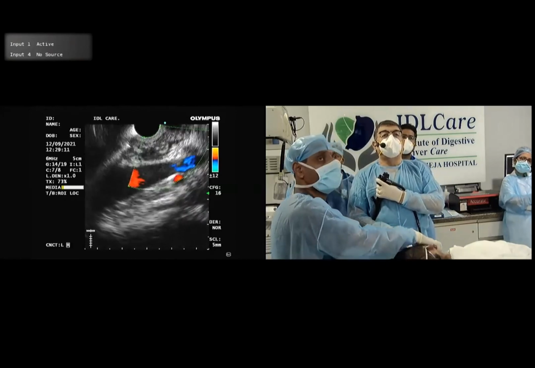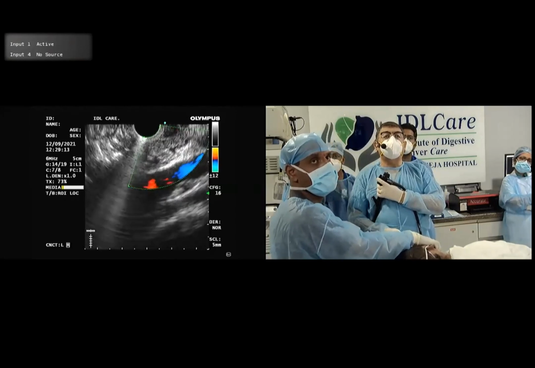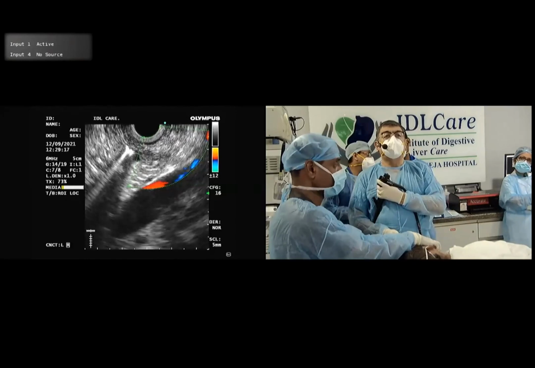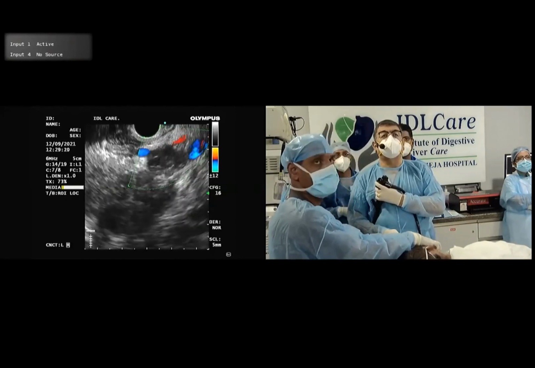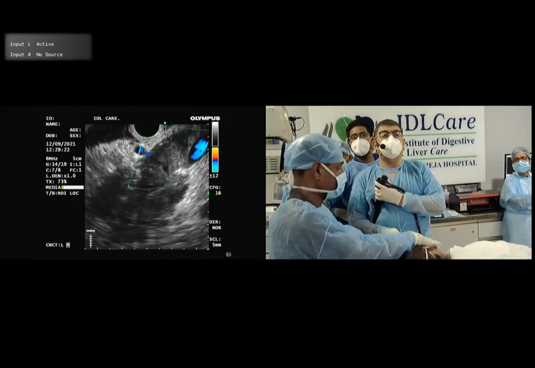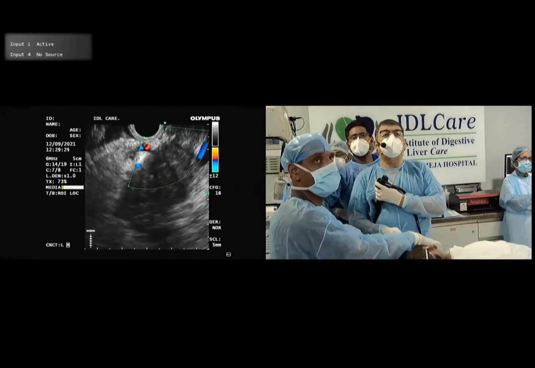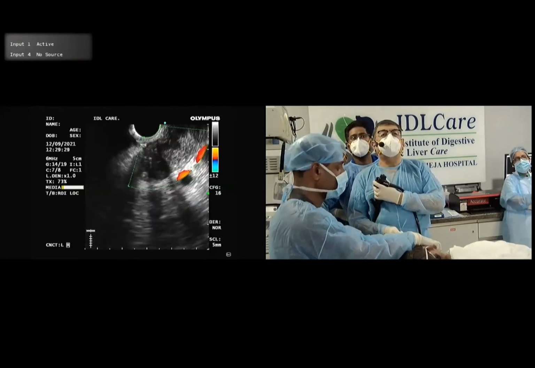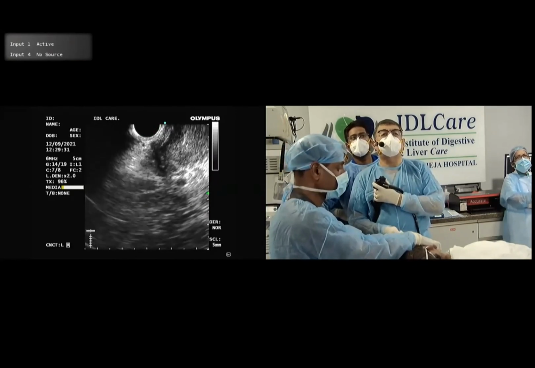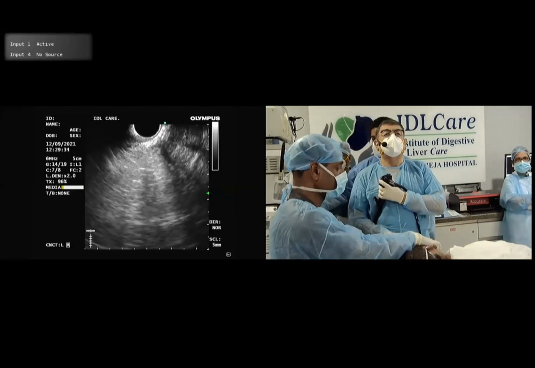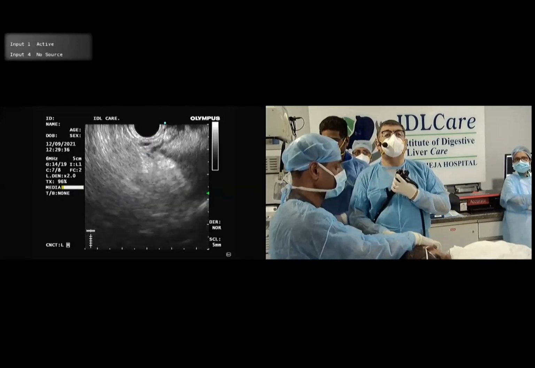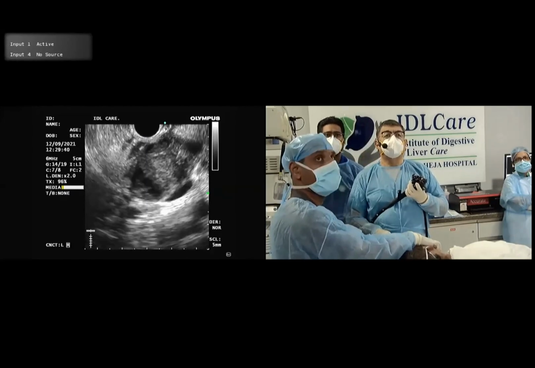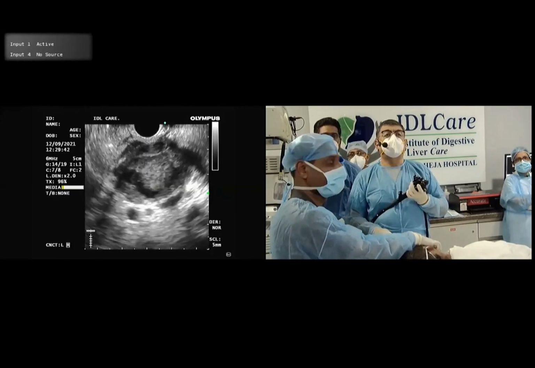Now I withdraw to the stomach. So control over your scope is very, very important. See, now I am back into the stomach. And you see this area. I think this is all pancreatitis. And I will just probably, I don't know whether I should sample, but because there is a question mark over malignancy, we will sample this area, which looks like a well-defined area with cystic components.